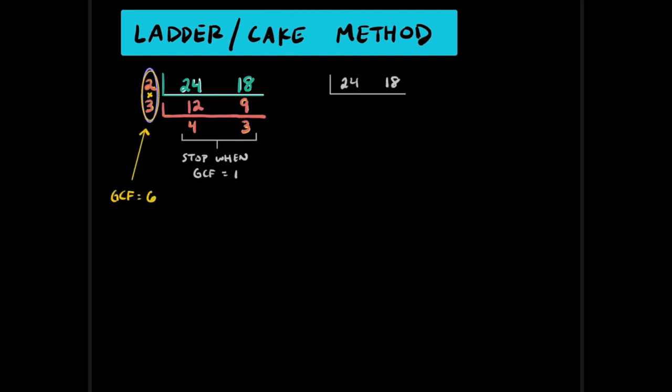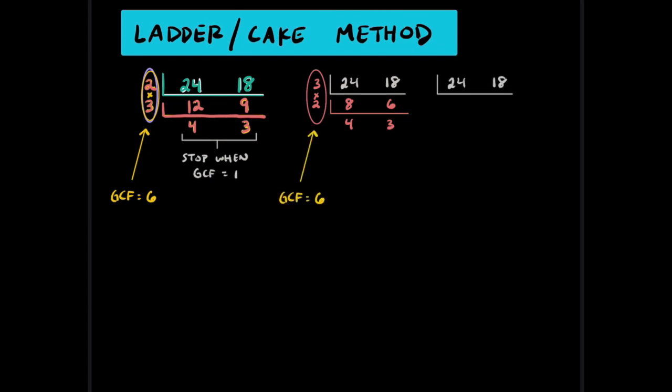While I chose to start with a 2, what if you chose to start with 3 instead? This still works. 3 fits into 24 8 times, and 3 fits into 18 6 times. Since I know 8 and 6 still have a common factor of 2, I'm going to write that on the side. 2 goes into 8 4 times, and 2 goes into 6 3 times. You can see the bottom numbers here are the same as when we did it on the left. 3 times 2 is still going to get us 6.